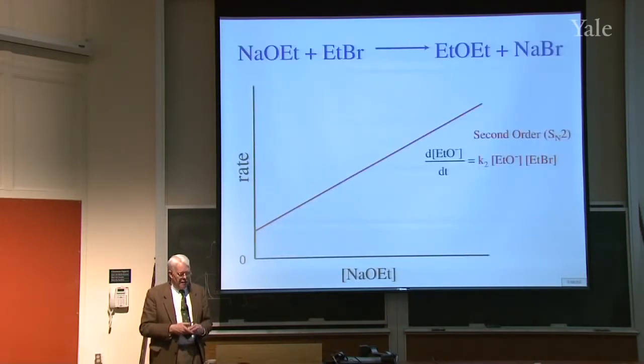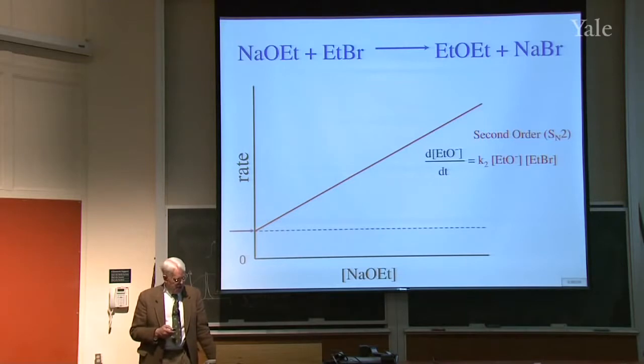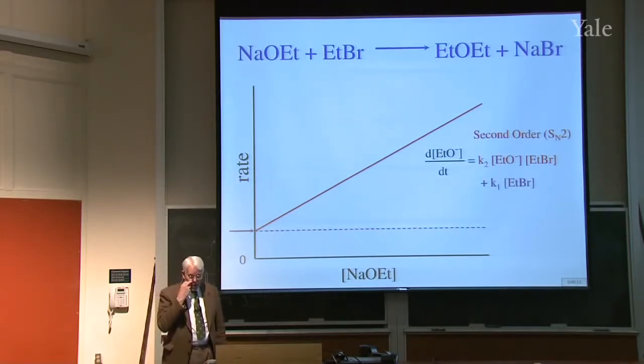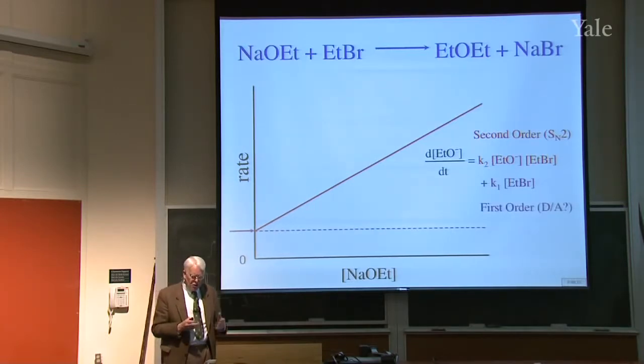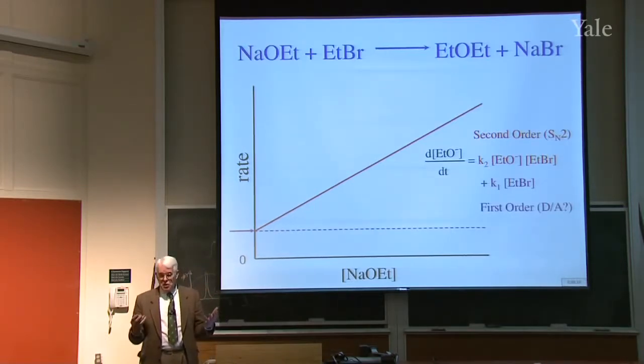But back to this, we have the problem that Aisha brought up. How can you get the product if there's no ethoxide? Right? So there must be a reaction that's going on all the time, whether you have ethoxide or not, and then another reaction that depends on ethoxide. What's that first reaction? It doesn't depend on the concentration of ethoxide, so it seems to be a first order process. It's constant.